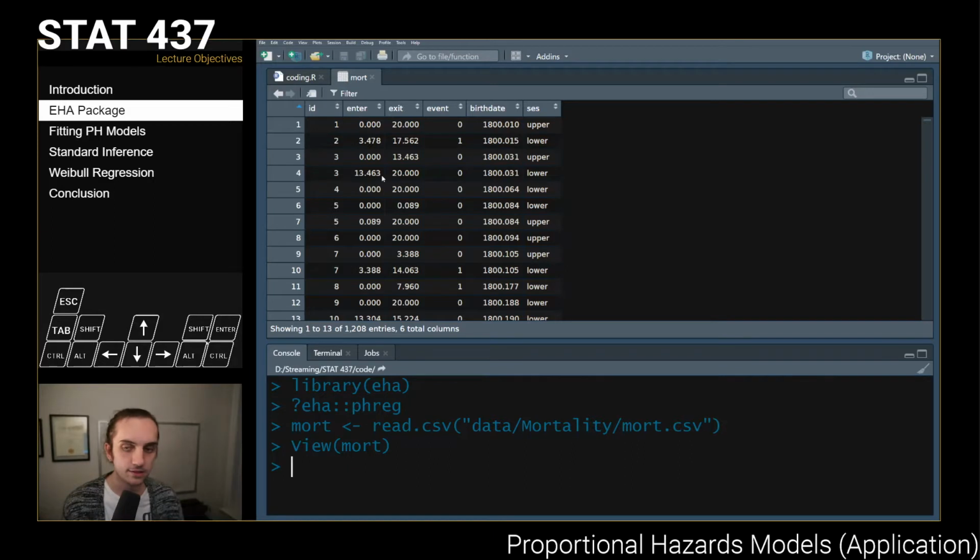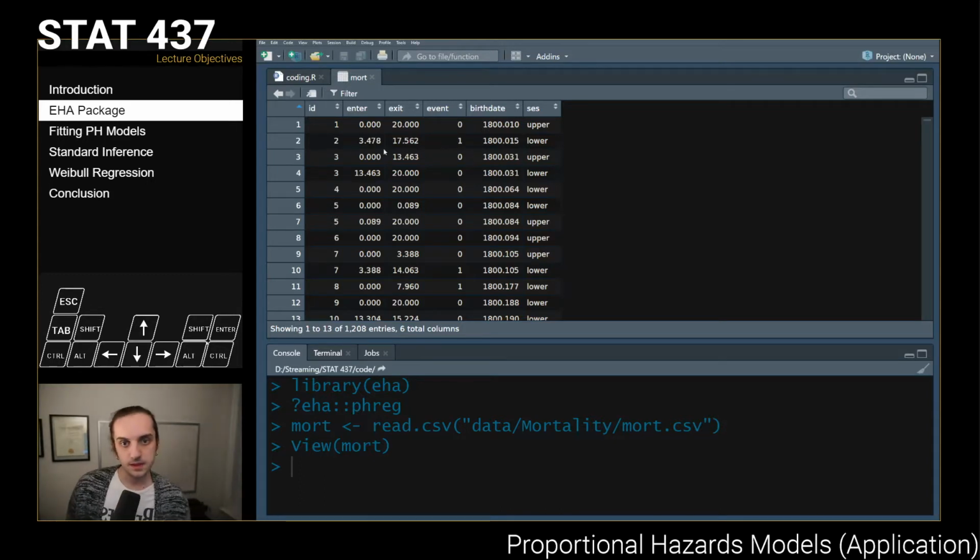Something slightly different about this data set compared to what we're used to looking at: the first difference is that we have two times instead of just one. We have the time that the individual entered the study, and the time that they exited the study. If they exited because they were censored, they get an event indicator of 0. If they exited because they died, the event indicator is a 1. So we can see that the second individual entered the study at 3.47 years and exited at 17.562 years, so they were in the study for just over 14 years. They had 14 years' worth of survival.